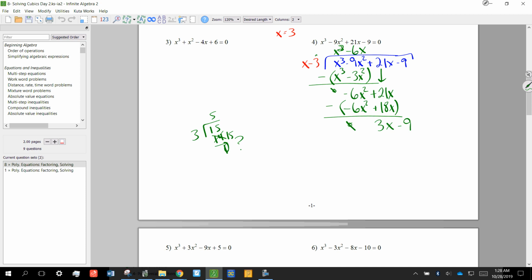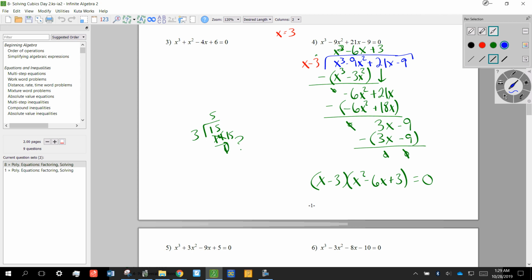All right, so what does x multiply by to get 3x? 3. 3 times x is 3x. 3 times negative 3 is negative 9. Cool. When I subtract 3x from 3x, I get 0. When I subtract negative 9 from negative 9, I get 0. And that's my remainder, which is what I hoped it would be. Okay, so we got x minus 3 times x squared minus 6x plus 3. And that's equal to 0.